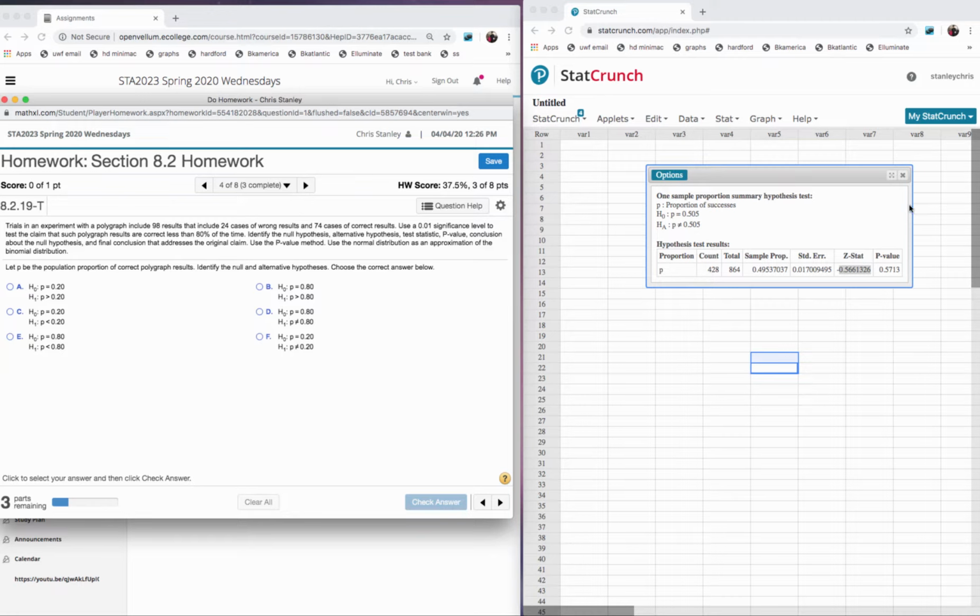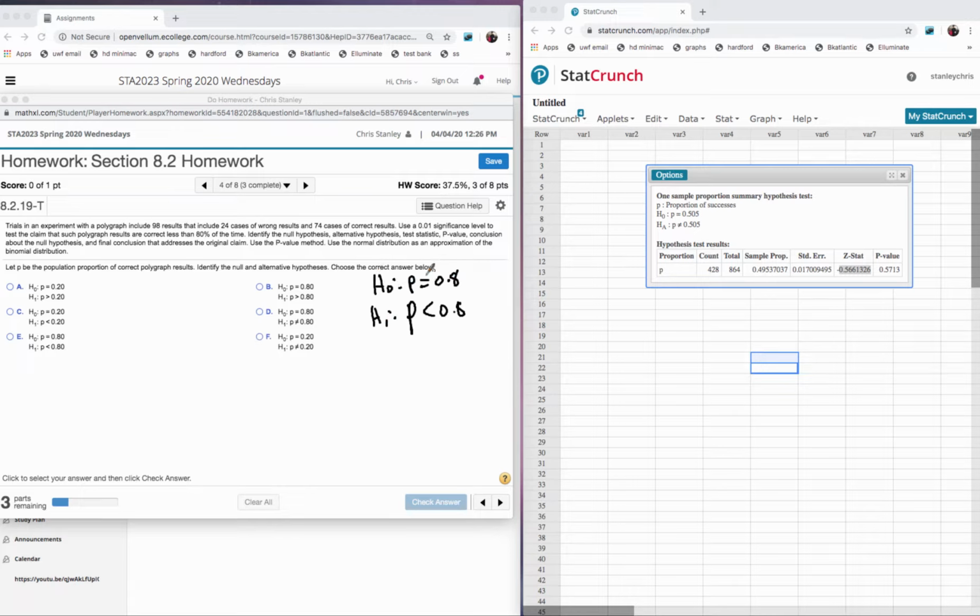Let's go to another one. So this is a polygraph. 24 cases were wrong out of 74, and 74 were correct. And it says correct less than 80% of the time. So what's the chance it's correct less than 80% of the time? That's going to be your alternative. Your null is going to be that it is correct 80% of the time. So it's correct 80%, less than 80%.